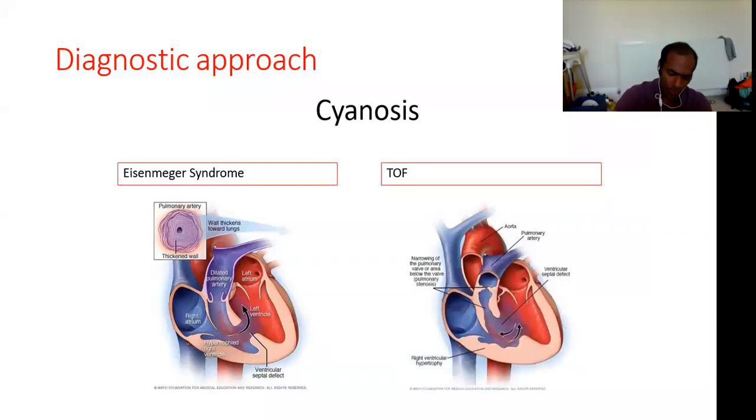Fine. Then, you can also diagnose ASDs, VSDs in medicine. PDAs also, in medicine and pediatrics, you'll get PDAs as well. Okay. So, these are the types of conditions that you can diagnose through physical examination.